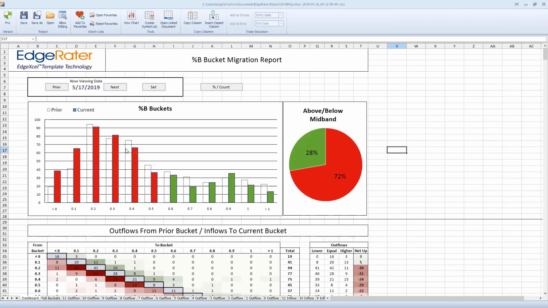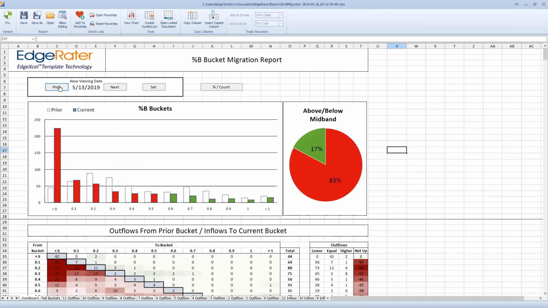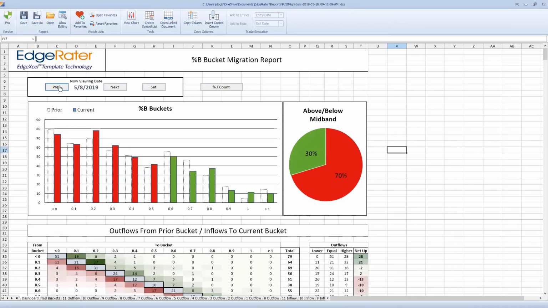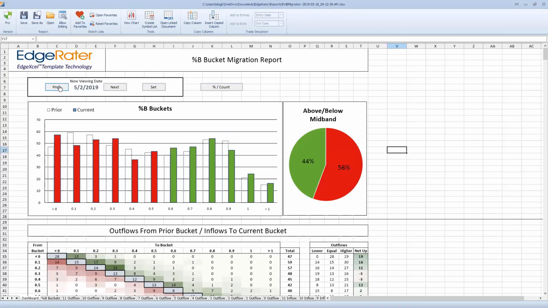And you can see a profile appearing. As days go on, and we can scroll back through prior days with this report, we can see how the bucket profile has changed. This gives you an overall picture of where stocks fit in their Bollinger Band. It's kind of a market profile, essentially.